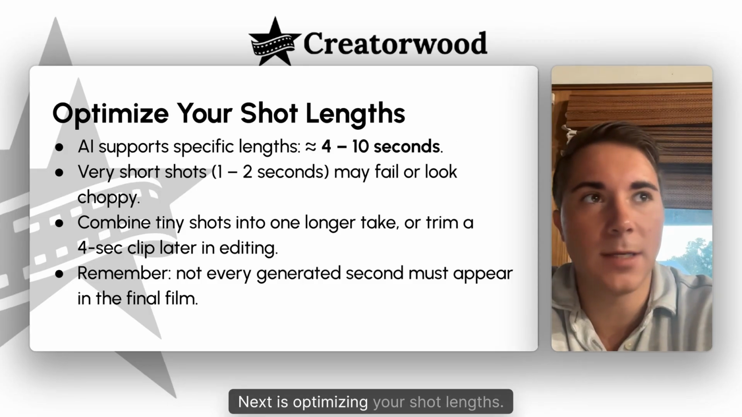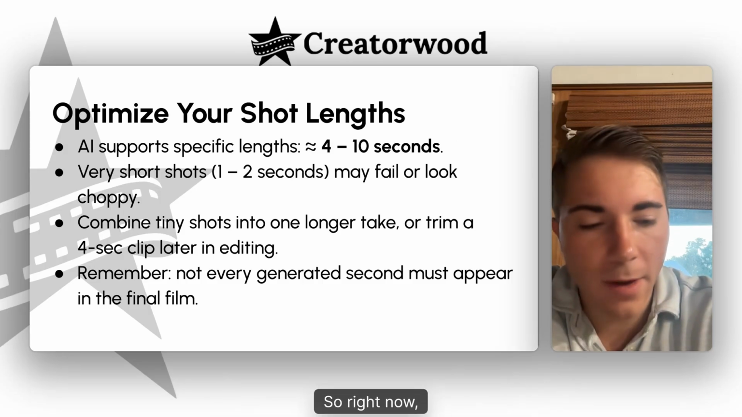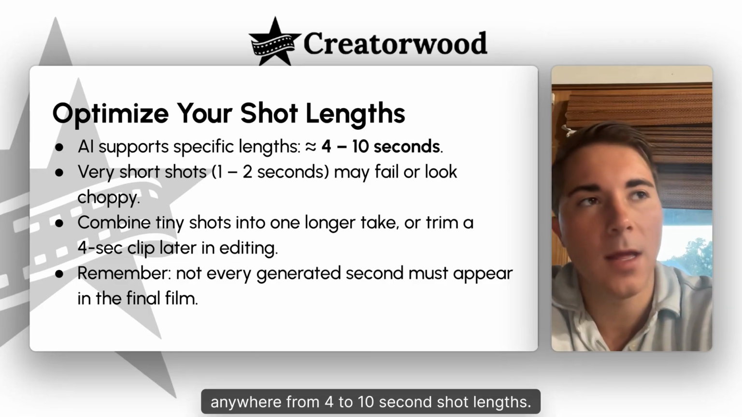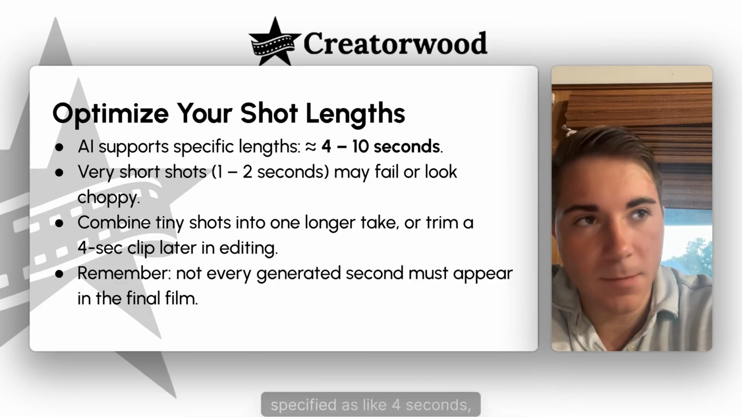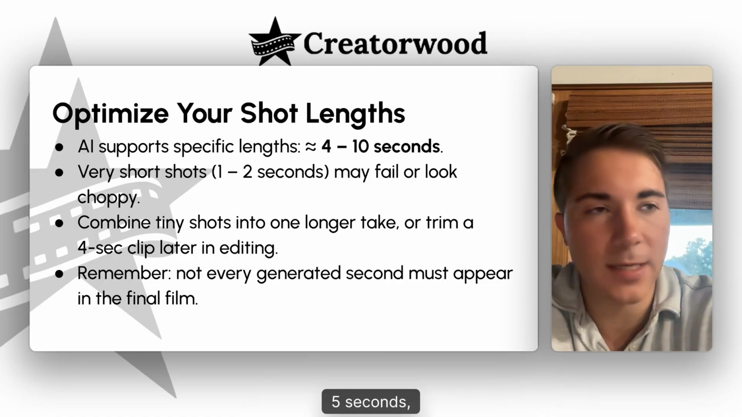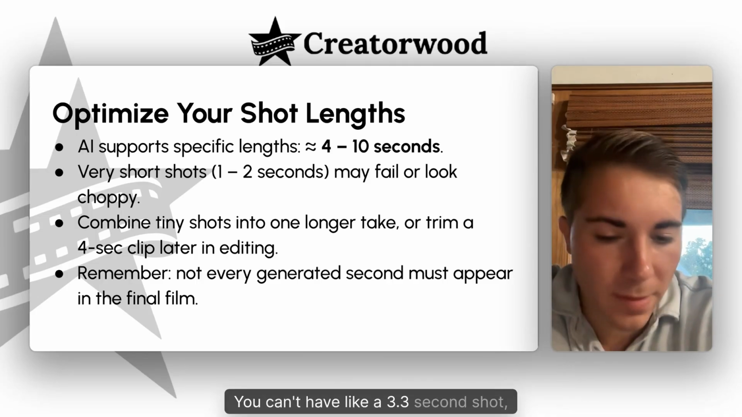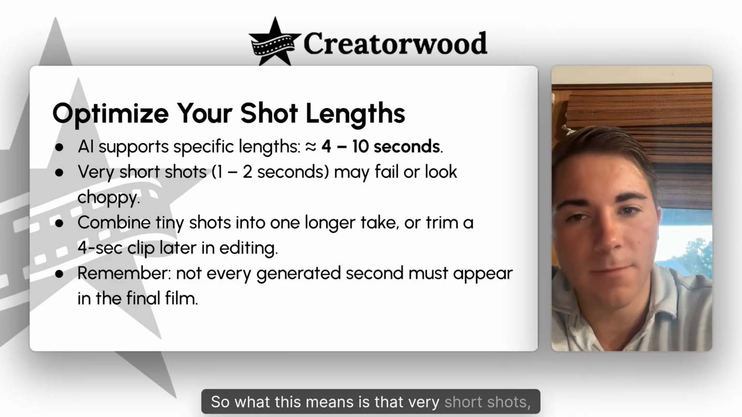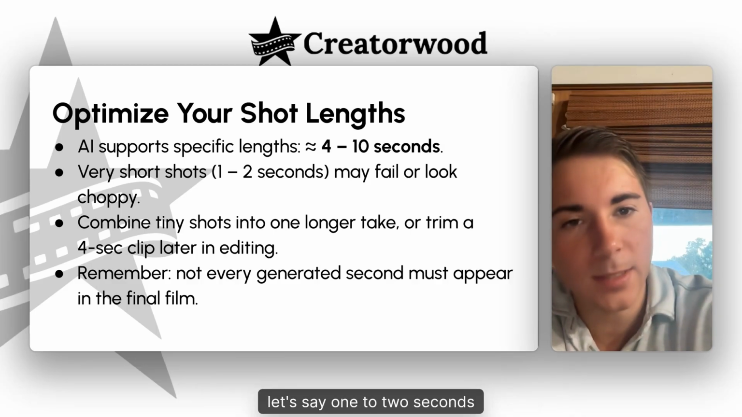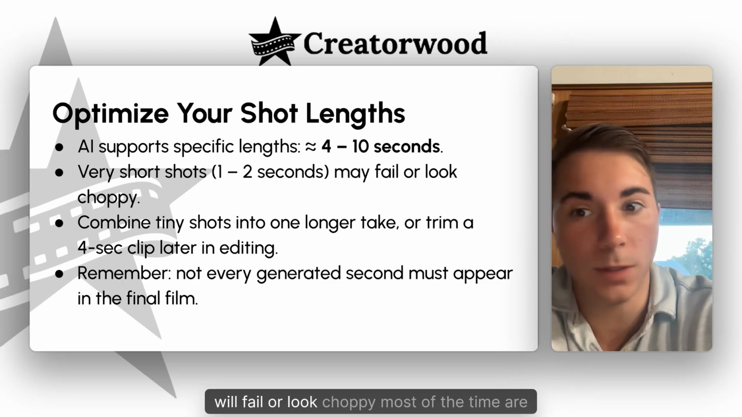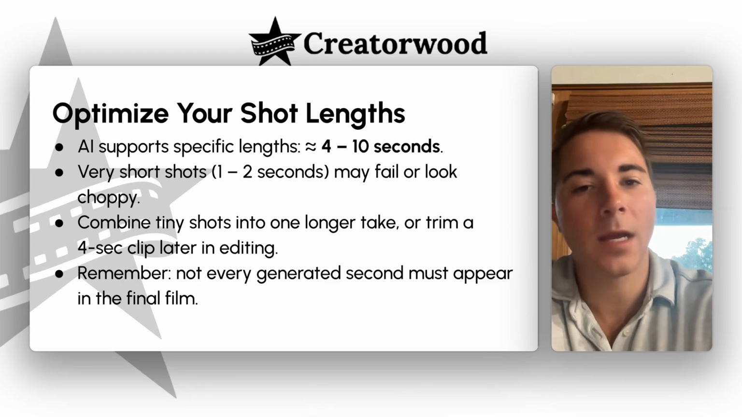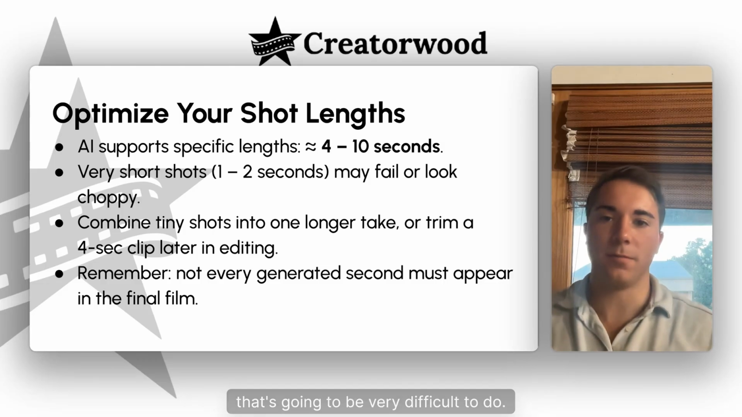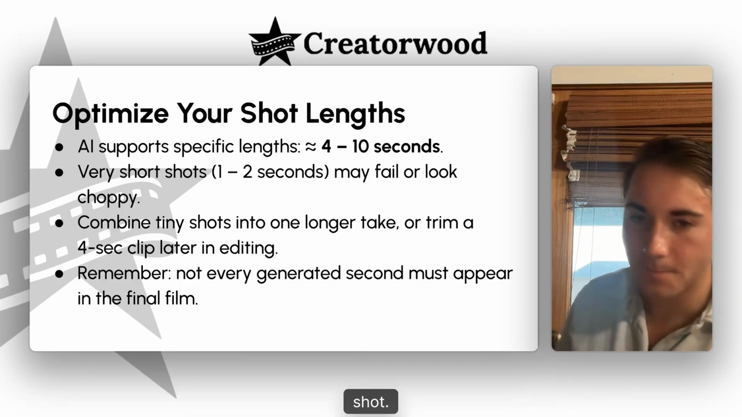Next is optimizing your shot lengths. So right now, AI models have anywhere from 4 to 10-second shot lengths, and they're actually specified as 4 seconds, 5 seconds, 6 seconds, 10 seconds. You can't have a 3.3-second shot, at least not right now. So what this means is that very short shots, let's say 1 to 2 seconds, probably will fail or look choppy. Most of the time they're going to fail. And likewise, if you want a shot that's 4.5 seconds, that's going to be very difficult to do. Instead, you're going to probably want to do a 5-second shot.